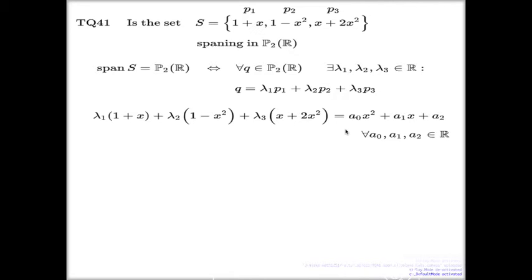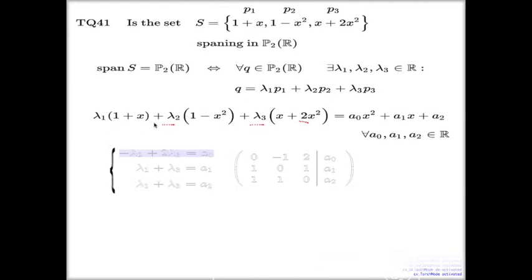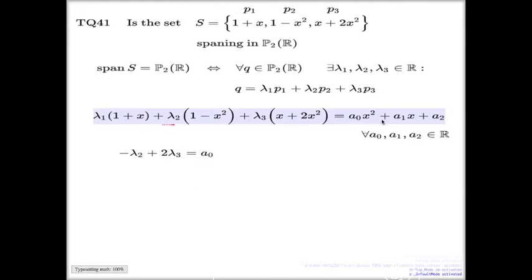If two polynomials are equal to each other, this is as good as the coefficients next to the corresponding powers of x being equal to each other. And that's what I'm about to do. I'm going to take the coefficient next to x squared on the left-hand side, which is double lambda 3 and negative lambda 2, and equate it to the coefficient next to x squared on the right-hand side, which is A0. Now, the coefficient next to x, which is lambda 1 plus lambda 3, and the corresponding coefficient here is just A1.